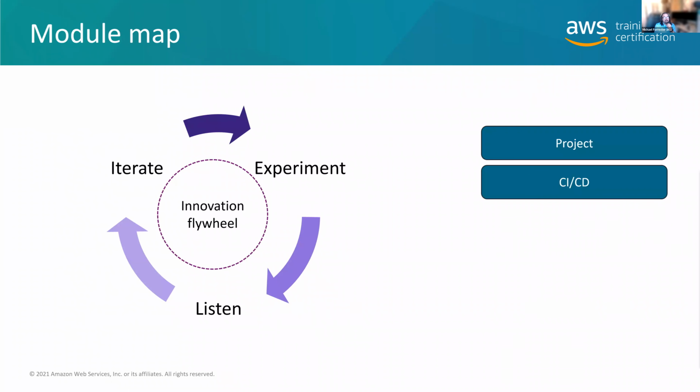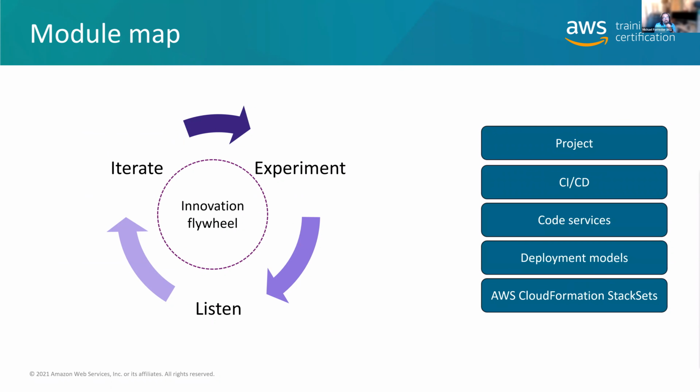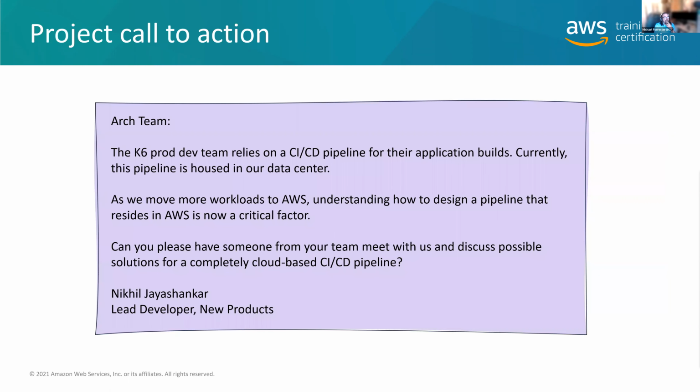Then we're going to talk about the general concepts around CI/CD, the various code services that you can use, which you're going to get a lot of questions on, the deployment models, which you're also going to get a lot of questions on, and then you're going to get one or two questions on stack sets, which is the last thing. So the idea here is that this team relies on a CI/CD pipeline in the data center. They want to know how it can run in AWS. That's what they're looking for.